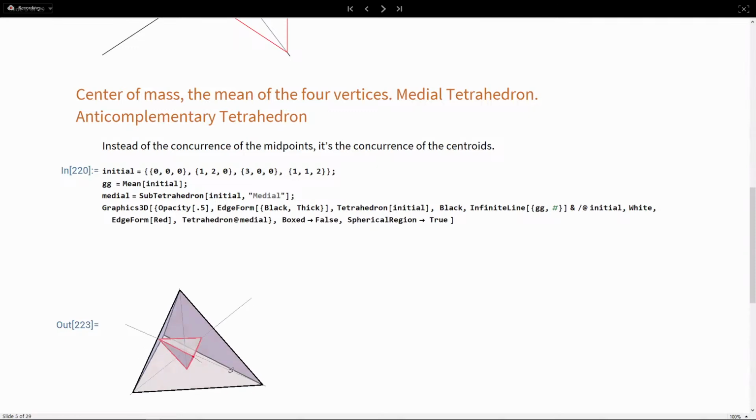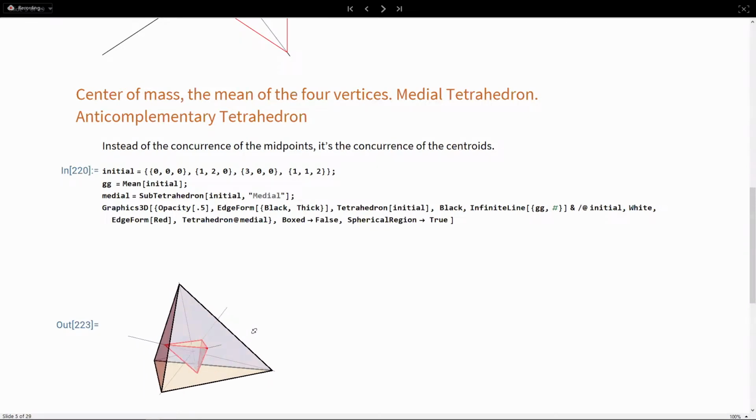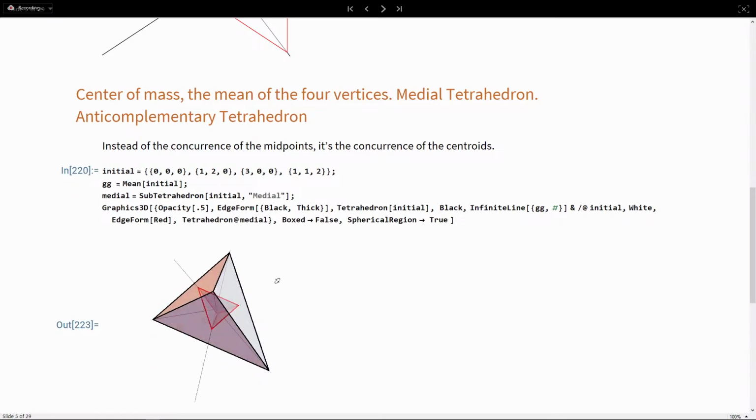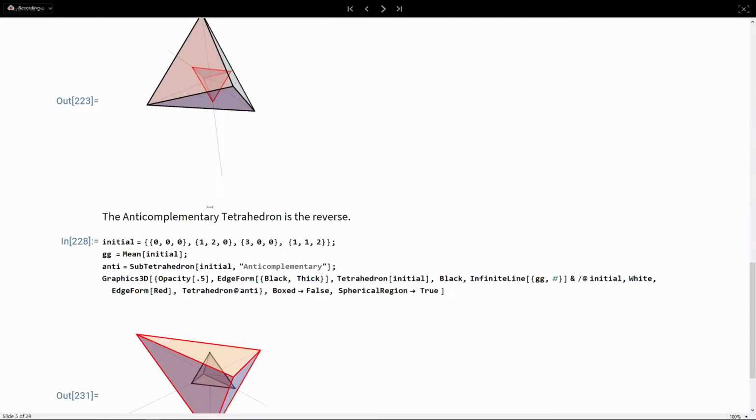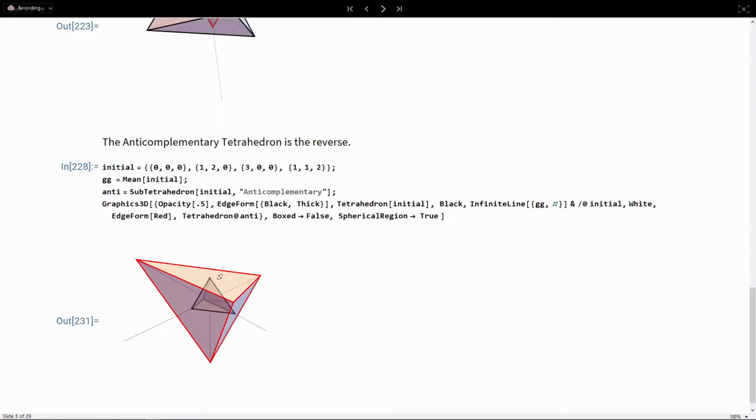So if you connect up the centroids of each face in a tetrahedron, you also get a medial tetrahedron. Each of these points is the centroid of a face. You can also do the anti-complementary tetrahedron, which is the reverse. Black is the original tetrahedron, and in red is a larger tetrahedron. And if you look at the centroids of each face, you get the original tetrahedron back.